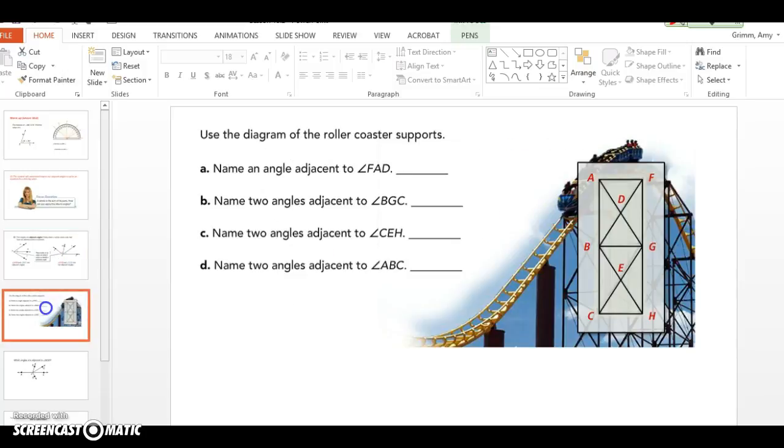All right, so let's see if we can name some adjacent angles. So we're going to do a couple together, and then I'm going to have you do a couple. So here's a place that you would actually see adjacent angles.